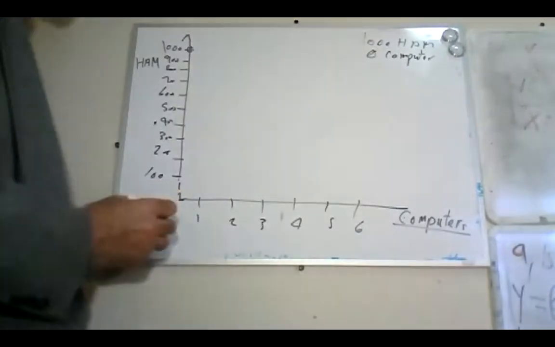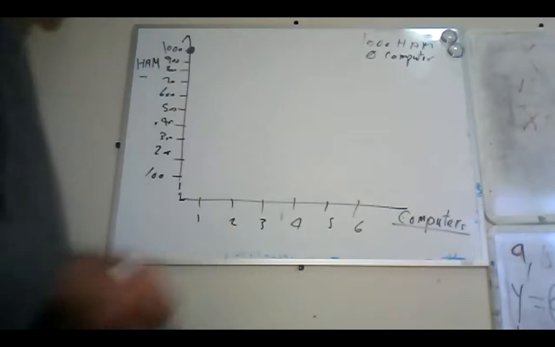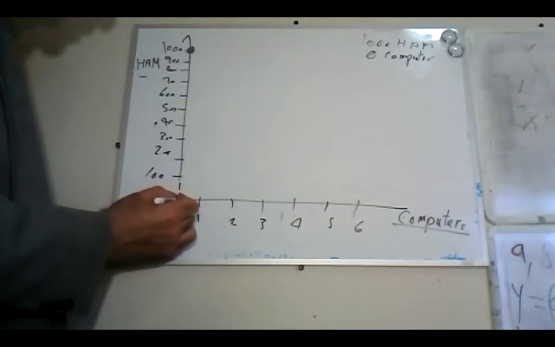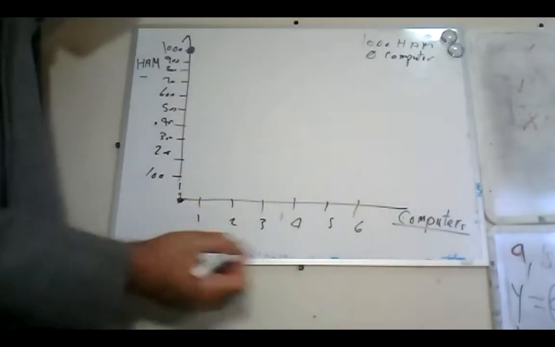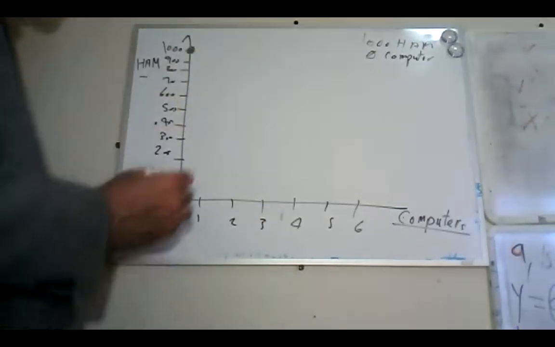Okay, 1,000 ham, the ham is here on the vertical. So this is the point of the 1,000. And 0 computers means here. I cannot move. 0 computers means I didn't produce anything, right? Okay. Now let's move to the second point.